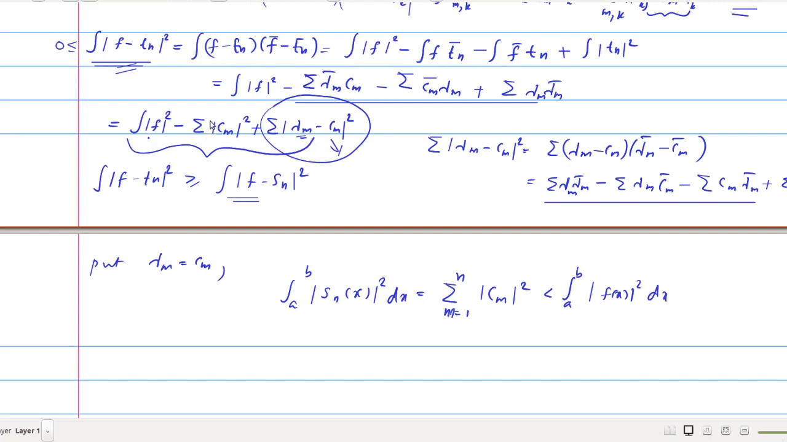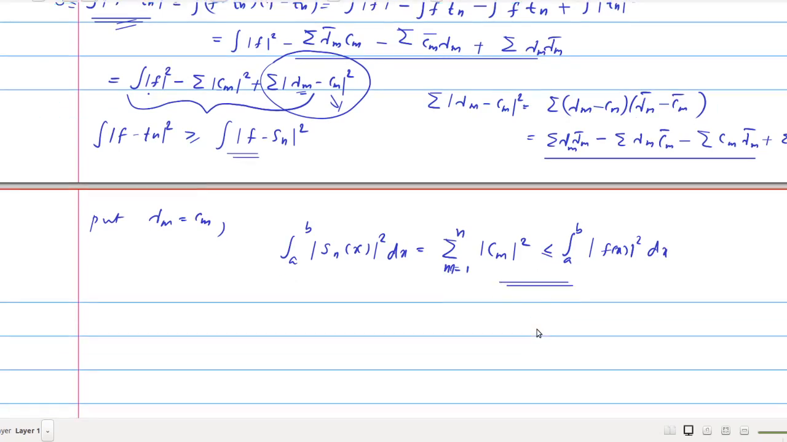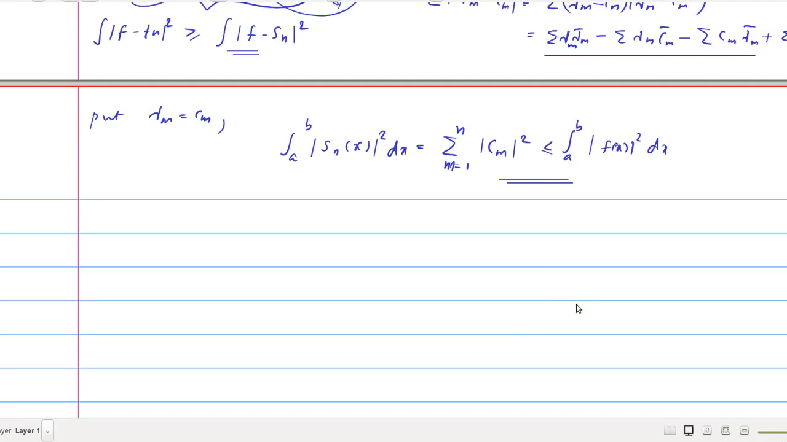Then you can transpose this minus summation mod Cm square to the left hand side, so that quantity is less than or equal to mod f whole square. That is, integral a to b mod f of x whole square dx. So you can get this inequality. This is always less than or equal to this one. That is the consequence of this theorem. Using this theorem, we can easily prove theorem 8.12. We have another theorem that is the consequence of this.